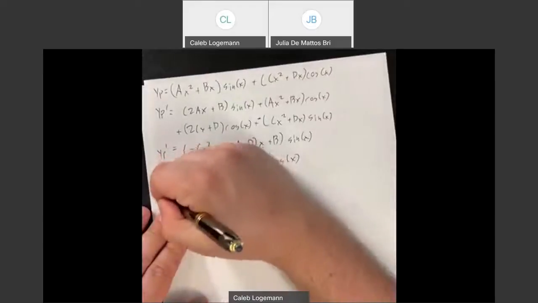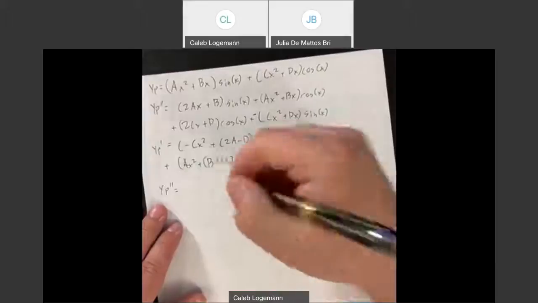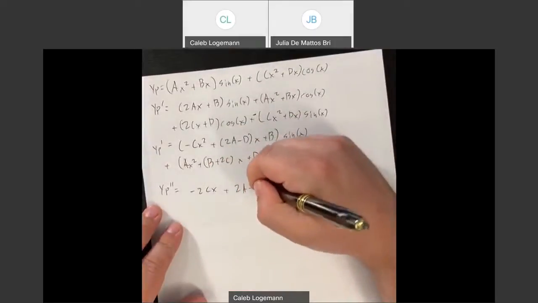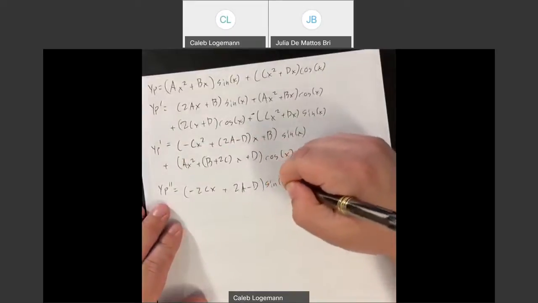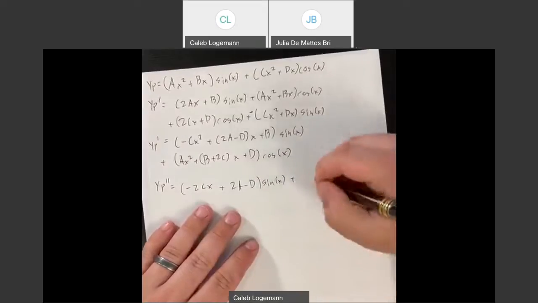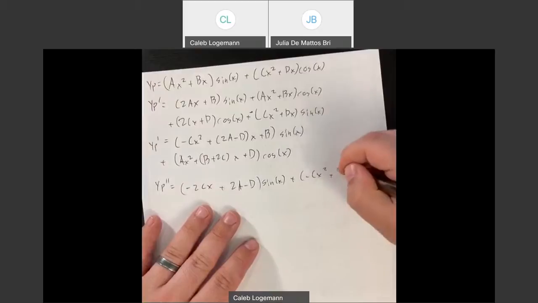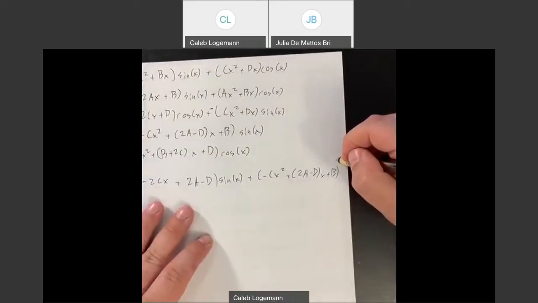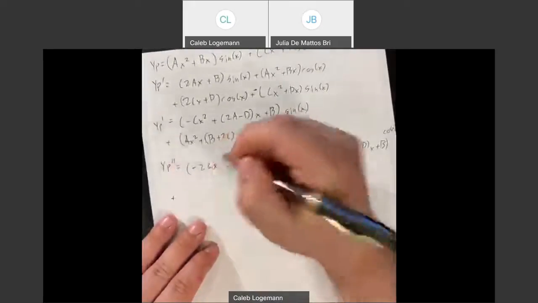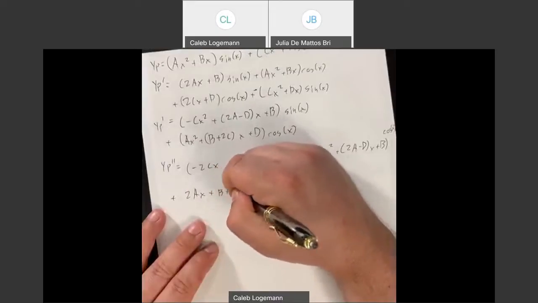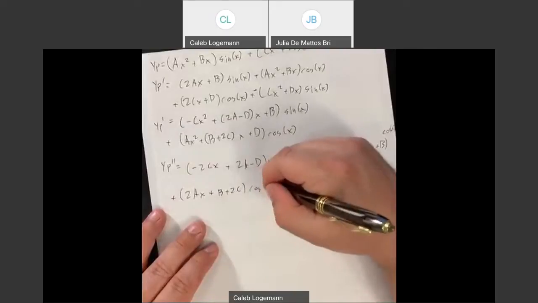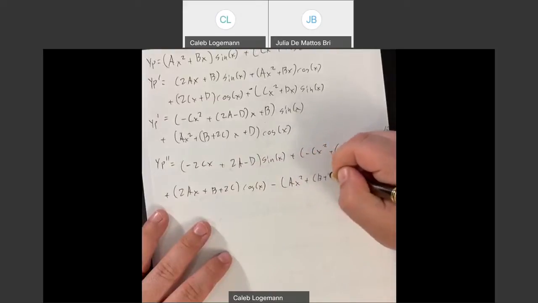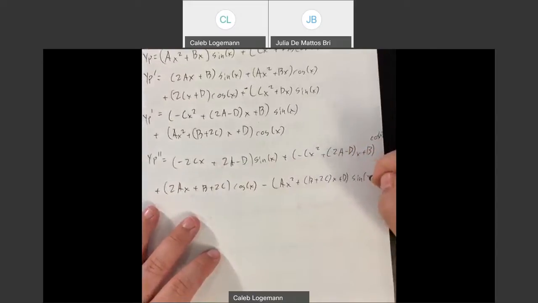All right. Now the second derivative, again, we're going to have minus 2cx plus 2a minus d, all that times sine, plus minus cx squared plus 2a minus d x plus b times cosine, plus 2ax plus b plus 2c times cosine, minus ax squared plus b plus 2c x plus d sine x.